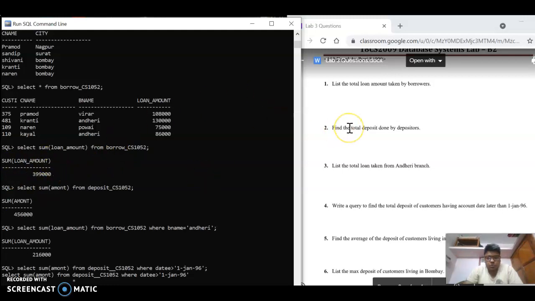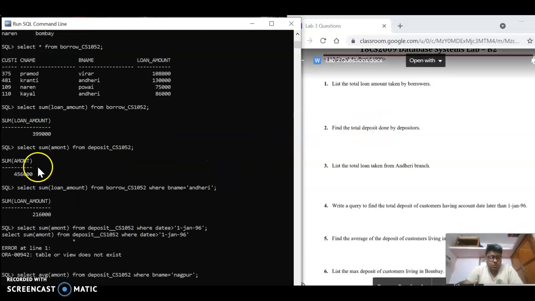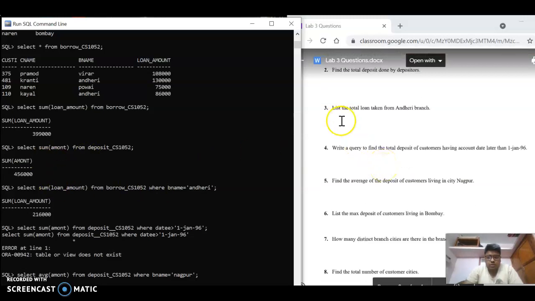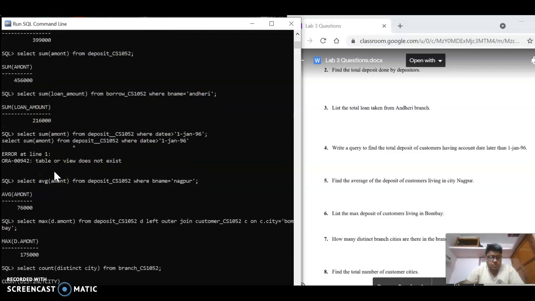And coming to the second question, find the total deposit done by depositors. So this is that one: select sum of amount from the deposit table. So this is that amount. And in the third question, list the total loan taken from the Andheri branch. So select the sum of the loan amount from the borrow table where B name is Andheri. So this is the output.